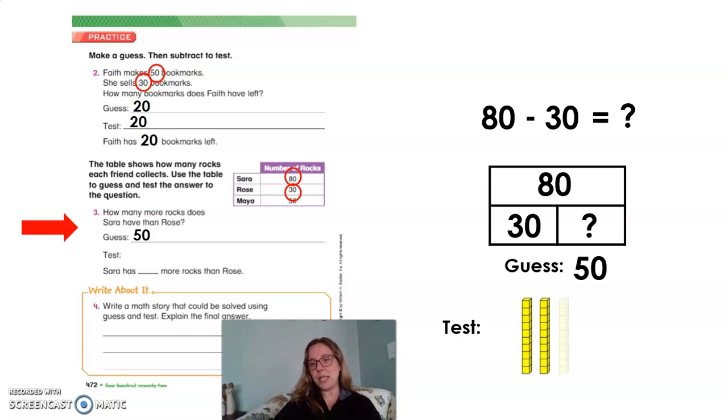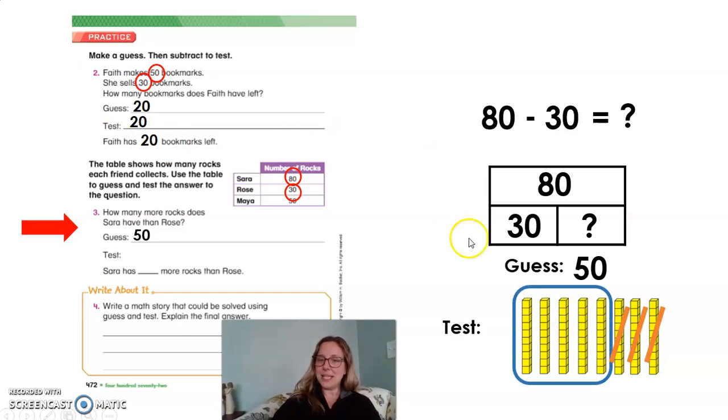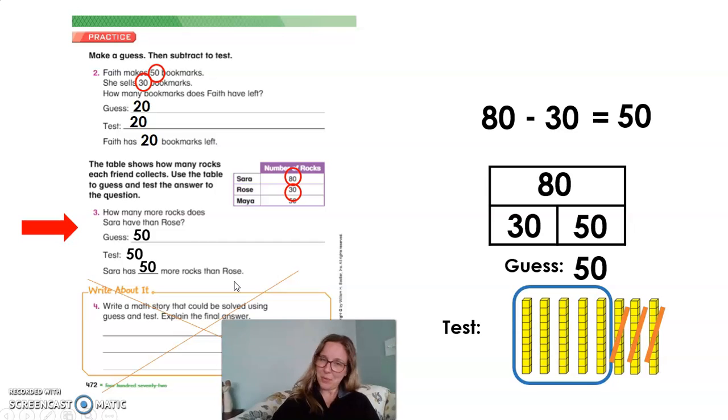So we have 10, 20, 30, 40, 50, 60, 70, 80. And we're going to take away 30, so 10, 20, 30. And that leaves us with 10, 20, 30, 40, 50. So our guess was correct. So over here, when we tested it, we got 50. So Sarah has 50 more rocks than Rose. You can go ahead and cross off the right about it. We're not going to do that one together today.